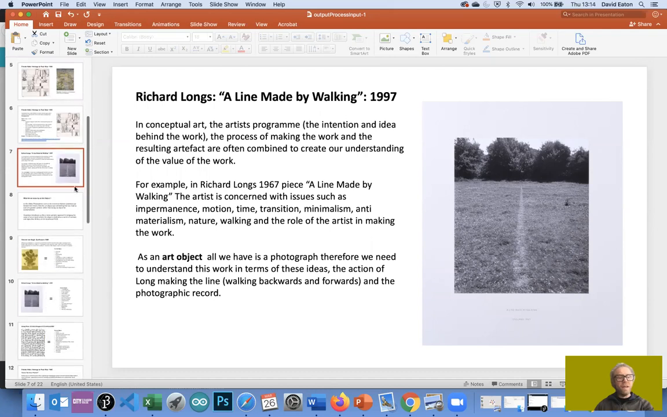Let's think about this idea of object. What do we mean by an art object? So perhaps we need to take that idea a little bit further.